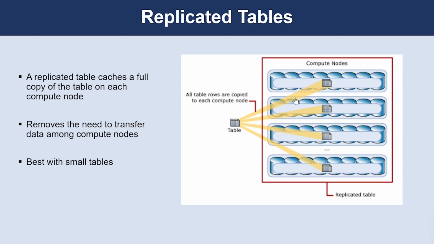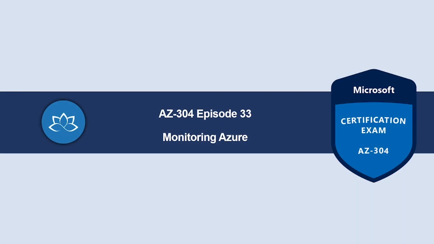This is an example diagram which shows a replicated table that is cached on the first distribution on each compute node. That concludes this episode.